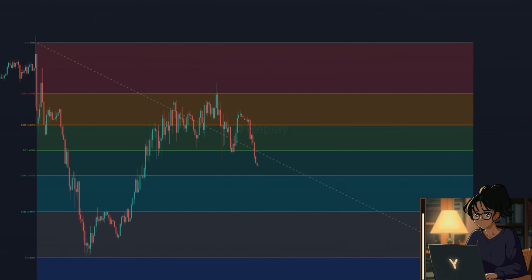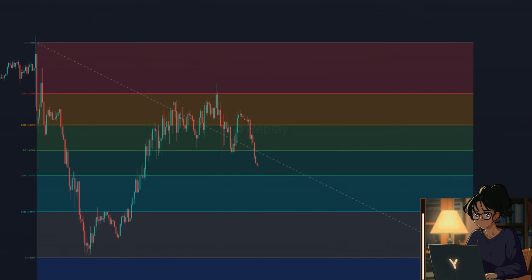First, why actually use Fibonacci levels? Price doesn't move in a straight line, it moves in waves. Push up, pull back, push up again, and so on. Fibonacci helps you understand how deep the pullback might go before the trend continues.